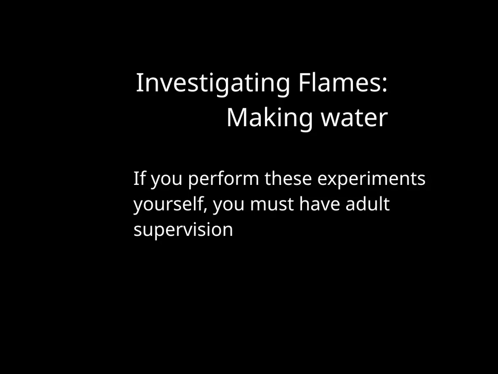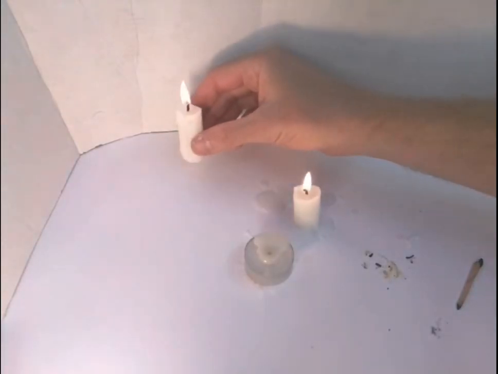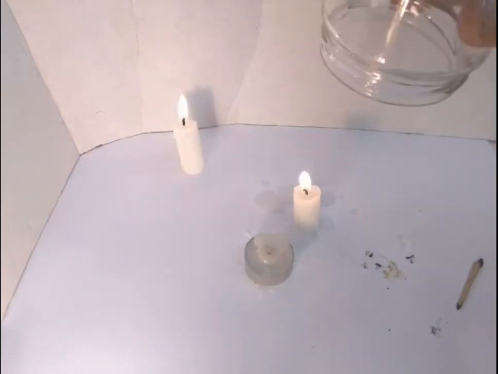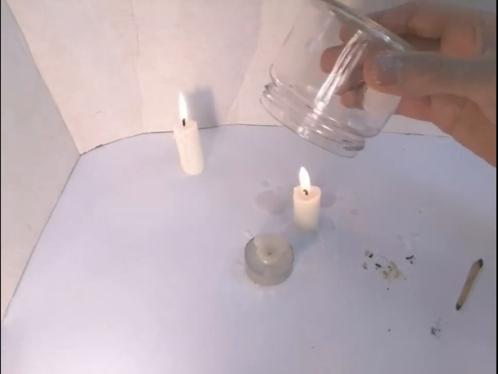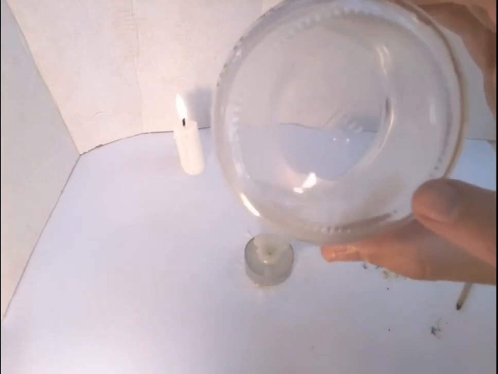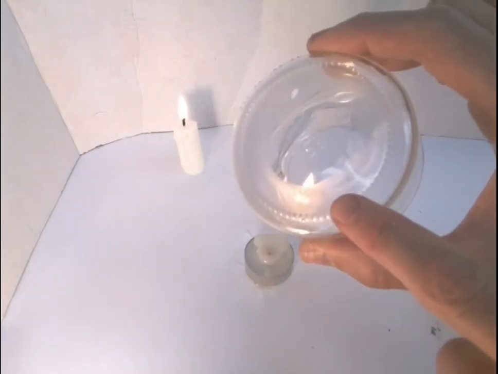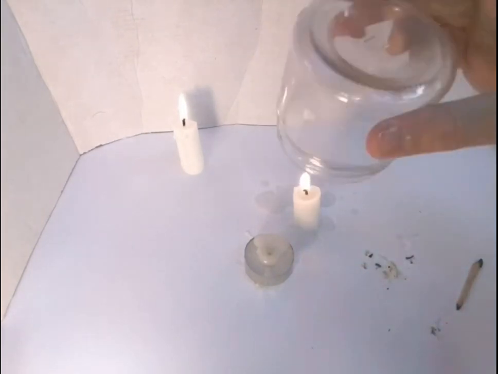Now the next investigation we're going to do is look at the products of combustion. So the products of combustion, what gets produced when we burn the wax from the candle with the oxygen from the air. And so to do this, I'm just going to hold this glass jar over the top of the candle, and immediately what we'll see happen is that around the outer edge inside we can see this zone of moisture, condensation formed around that outside edge.